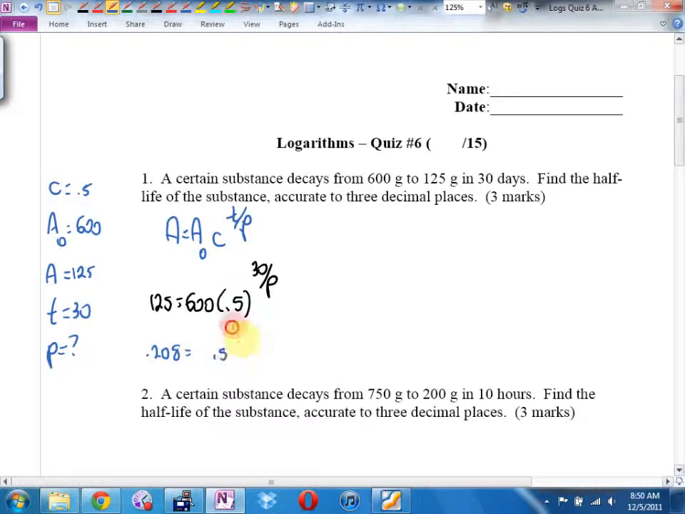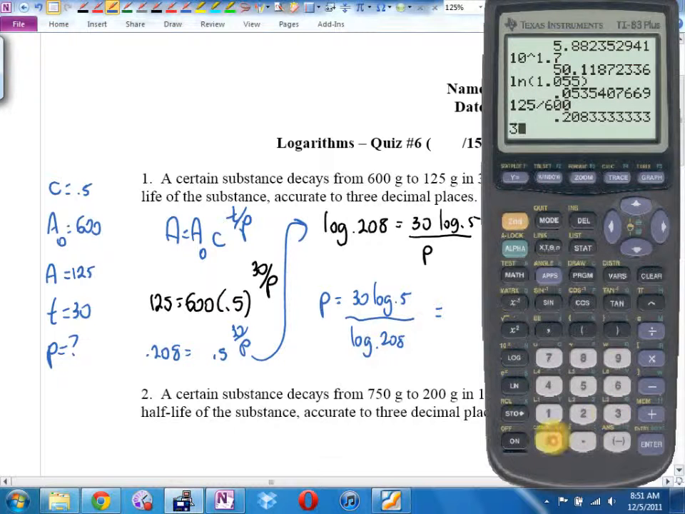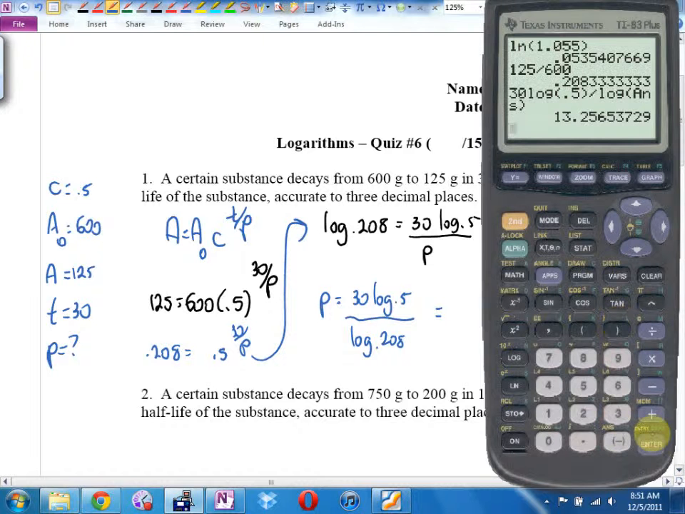And now I'm going to take the log of both sides. I think I'm going to get this: P equals 30 log of 0.5 divided by the log of 0.208, which is 30 log of 0.5 divided by the log of my previous answer. I'll use the whole thing. You get 13 point, to three decimal places this time, 13.257.